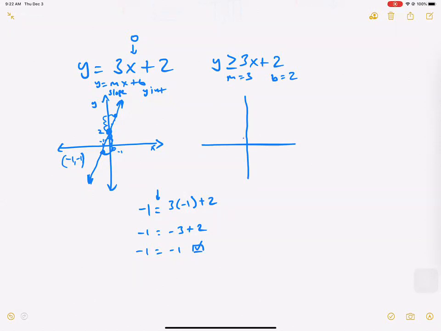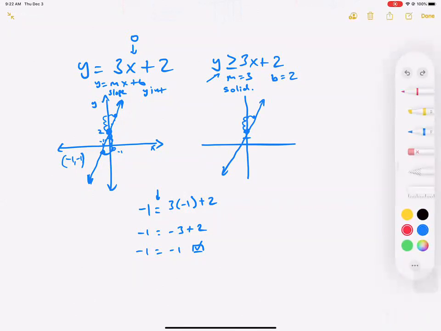The y-intercept is still 2, put a dot. The slope is still 3 over 1, 1, 2, 3 over 1. We're still going to draw a line. Now be careful, is this a dotted or solid line? This is going to be solid because of the equal sign, right? It's greater than or equal to. That means you could be equal to this line. I'm going to draw a solid line here. If you look at these lines, these are both parallel, right? Because they have the same slope.